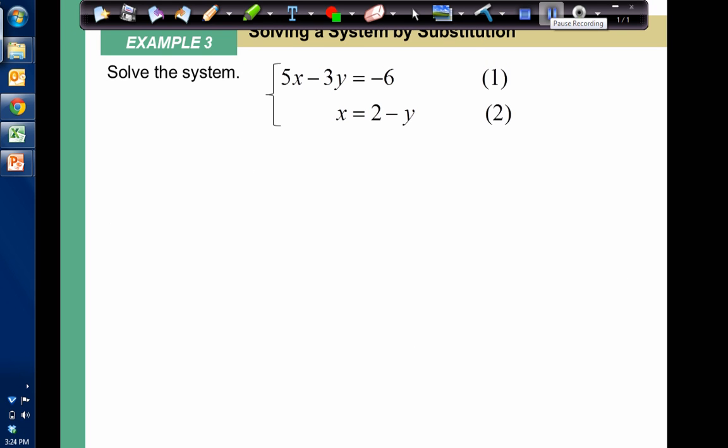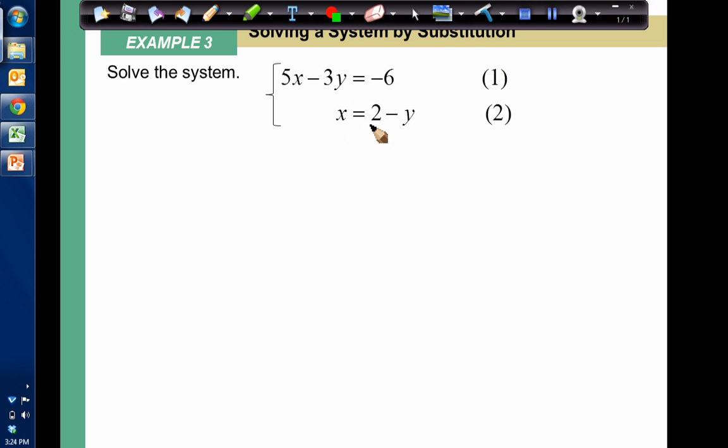The second way, and probably a more precise way to do it, since sometimes graphing can be a little ambiguous, is by substitution. Substitution means that we have our two equations. This works well when we have one equation solved for one of the two variables. In this case, the second equation is solved for x already.